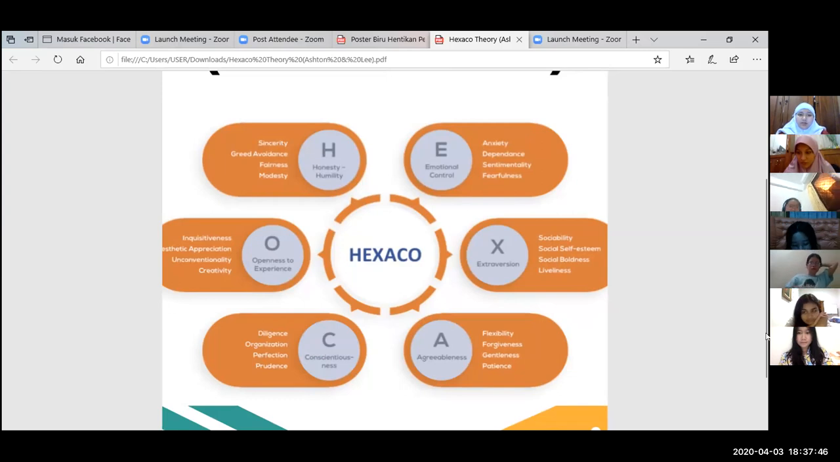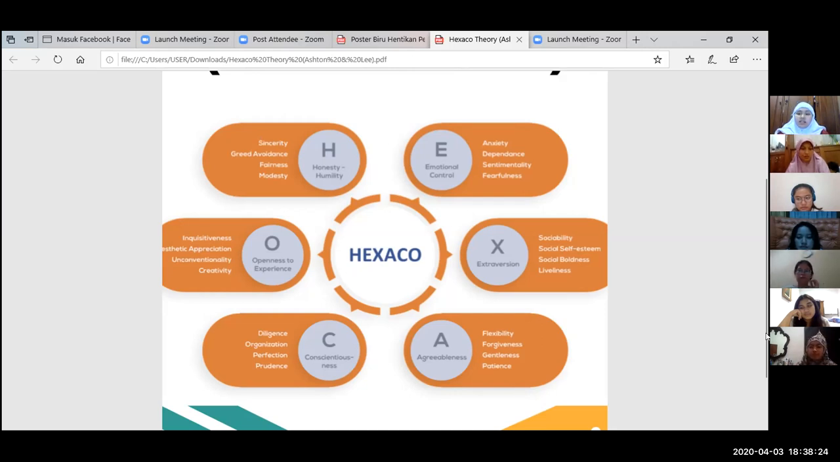And then the first one is H, honesty and humility. What is honesty and humility? Honesty and humility is the tendency of someone to be fair and genuine in dealing with other people, maybe by cooperating with others, even when the person has the opportunity to exploit them without suffering consequences.